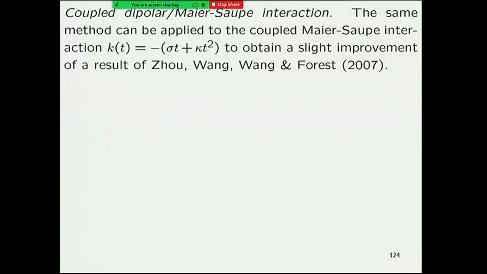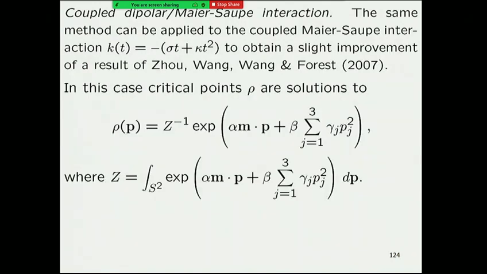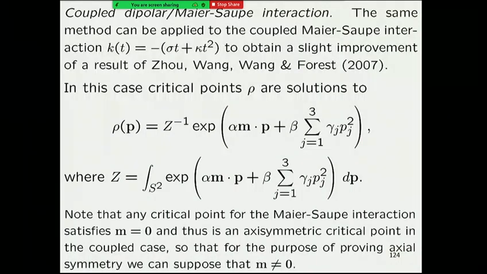Now, for the coupled dipolar Maier-Saupe interaction, you can apply the same method, and in this case, critical points rho are solutions to this equation, where z is this exponential. So you have this extra term alpha m dot p. And so if you've got a critical point for the Maier-Saupe interaction, then that will satisfy m equal to 0, because m is the first moment, and thus it's going to be an axisymmetric critical point in the coupled case.